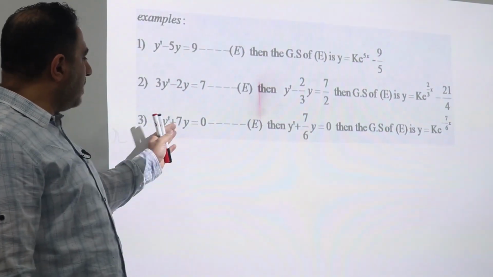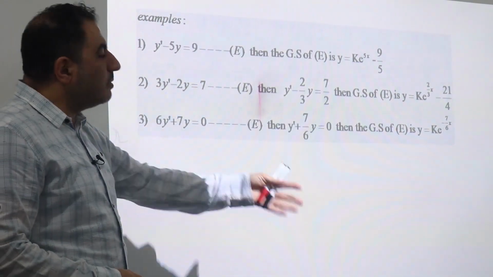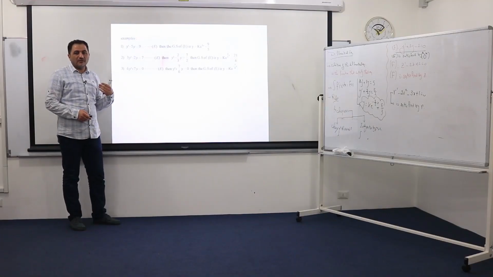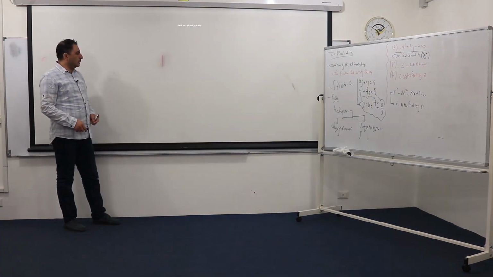At the end, 6y prime plus 7y equal to 0 also. You are able to follow the same technique. You are able to apply the same formula that we have explained previously. It's very simple. Try to apply what we did in this session.